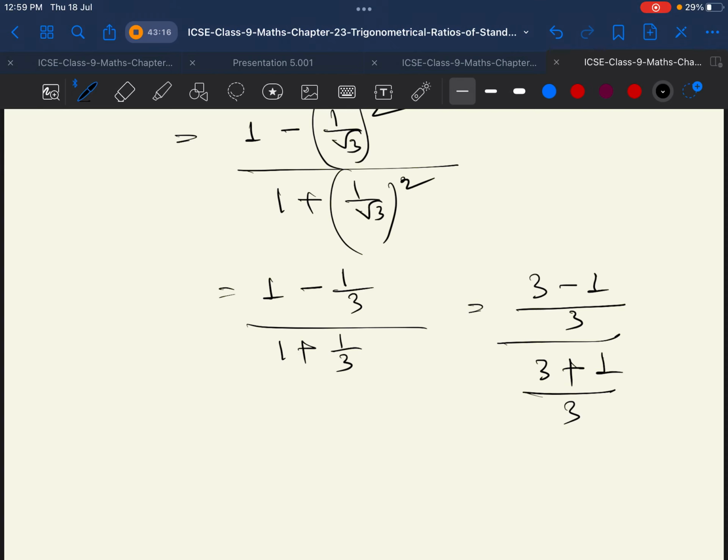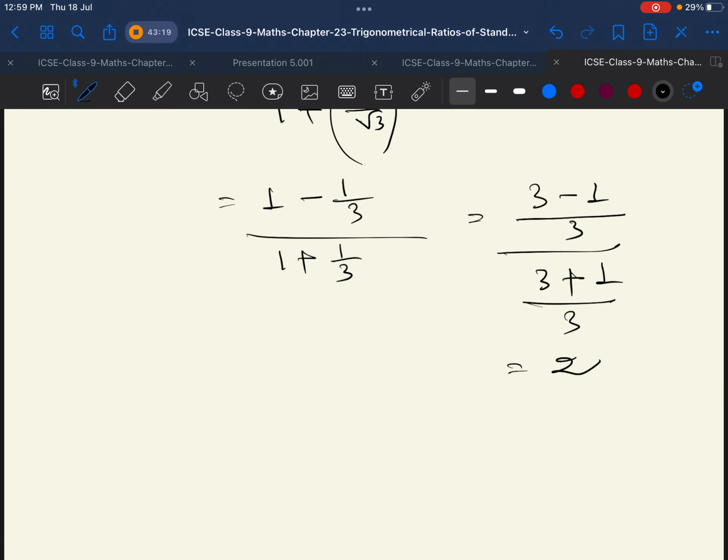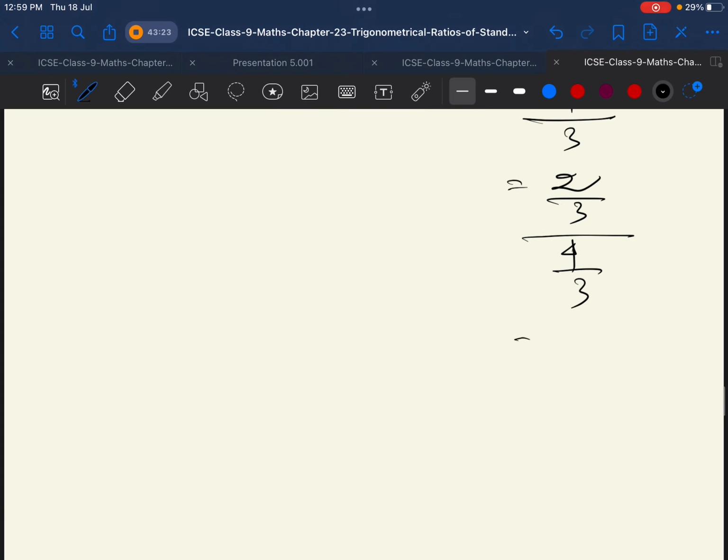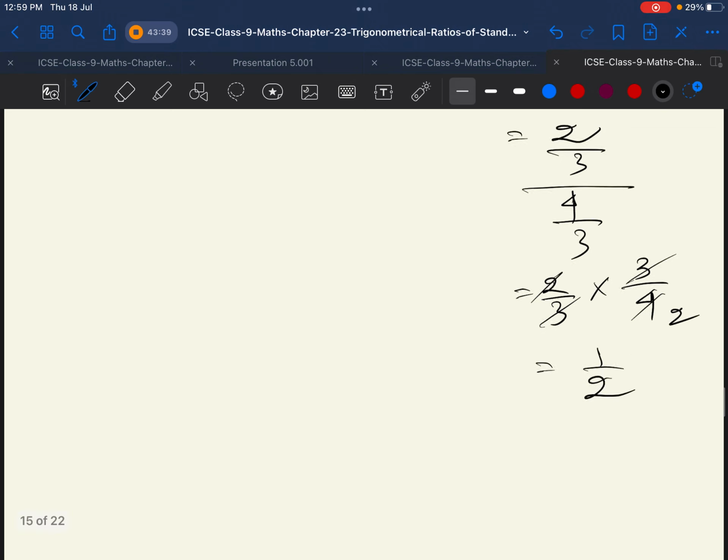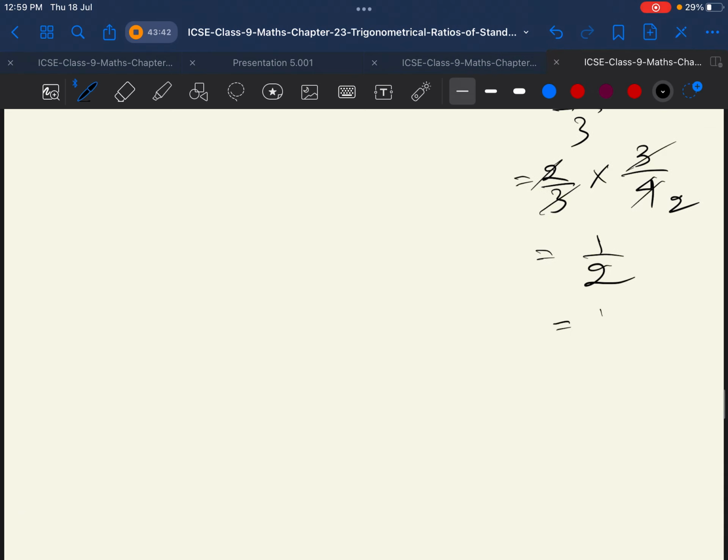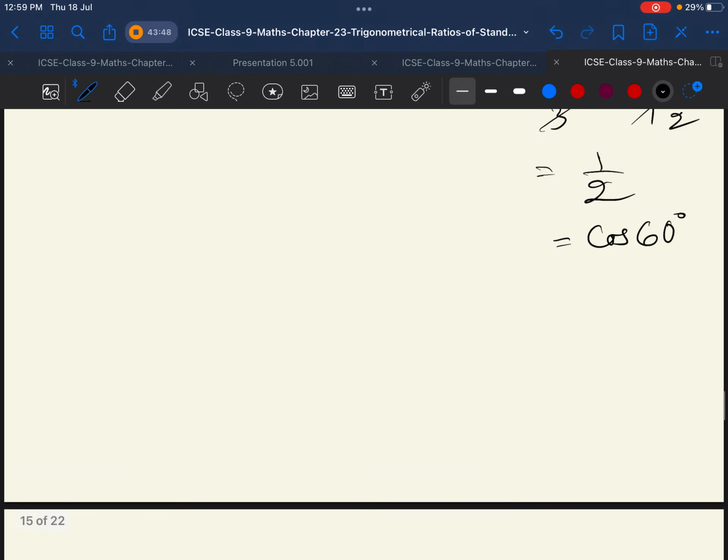So here LCM 3, 1 is 3 minus 1 by 3, 1 is 3 plus 1 by 3. So we can write this term 2 by 3 by 4 by 3. Okay, so 2 by 3, this term, we can write 3 by 4, 3 cancel, 2 is 4, so this will be 1 by 2. So 1 by 2 is cos of 60 degree. Okay, this is proved.